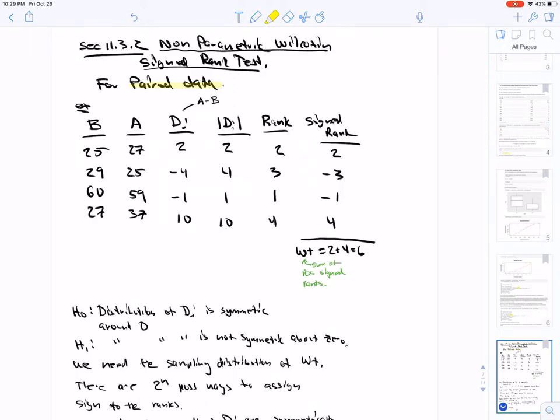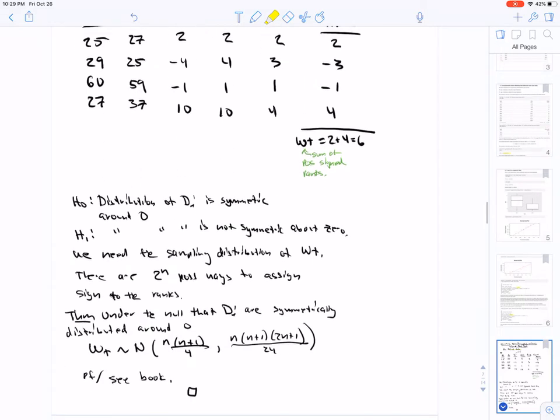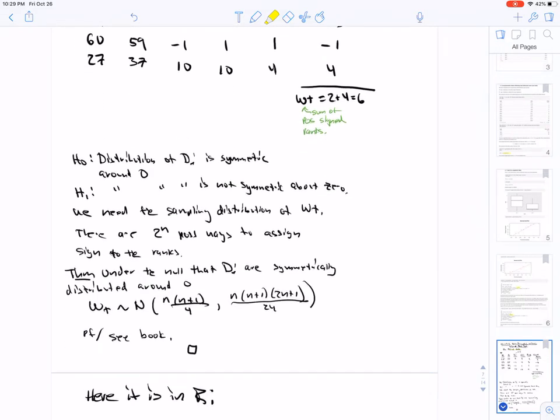And we can take the absolute value of the D_i's and rank those, and then look at the signed rank by introducing the same sign that is the D_i. And then our test statistic W plus is the sum of the positive signed ranks. And if the null is true, that the D_i's are symmetric around 0, then this should be about the same as W minus. So in other words, W plus shouldn't be too extreme.